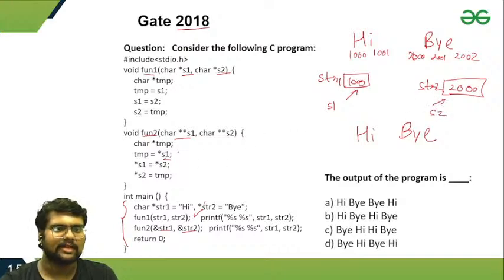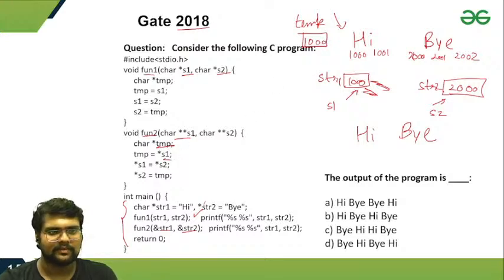Okay, now we have a temporary pointer, so it will contain the value of s1, so temp will contain this. It will contain the value of s1, so it is 1000. Okay, so temp will point to location 1000. Then we have s1 and the s1 value is 1000, so we are giving it in temp. Okay, so temp value is 1000.